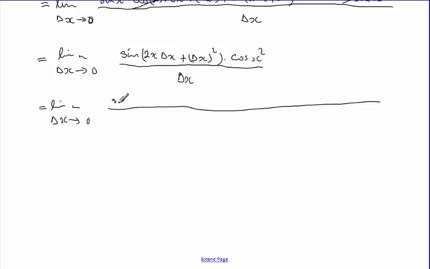What's going to happen? It's going to be sine 2x Δx cosine Δx squared plus sine Δx squared cosine 2x Δx. All this multiplied by cosine x squared over Δx. Am I making myself clear? Okay. Right. Right. Let's do this.